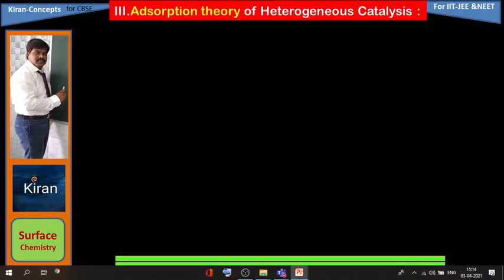Next topic, adsorption theory of heterogeneous catalysis. These catalysts, in what way are they utilized in adsorption theory? Our topic is surface chemistry. Surface chemistry means the entire chemical reaction. What we have studied here means the adsorption process only. So, in what way are catalysts utilized in the adsorption process?